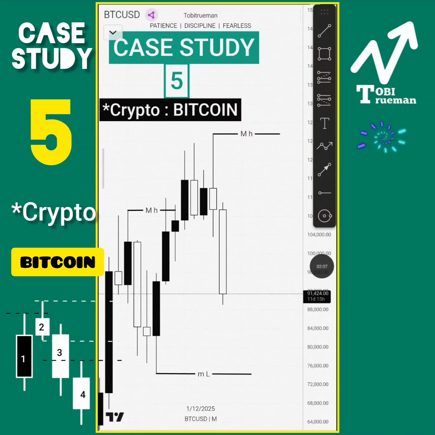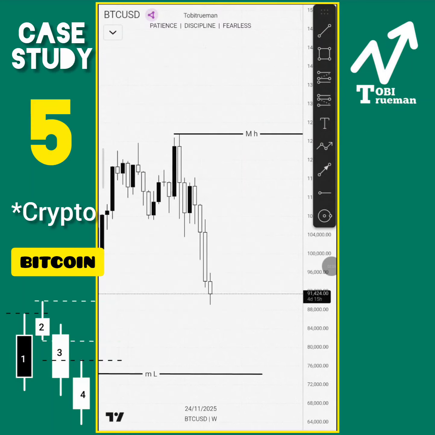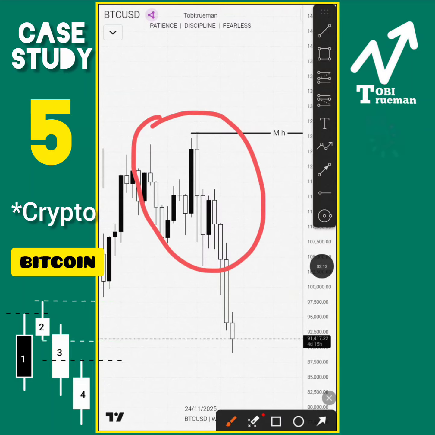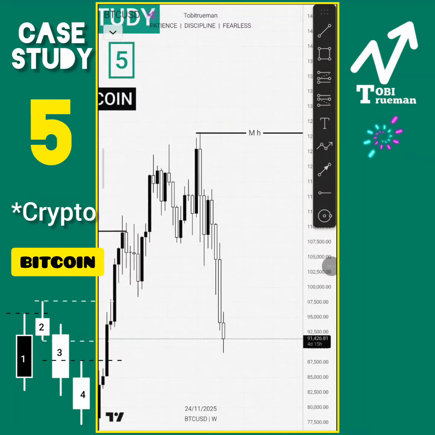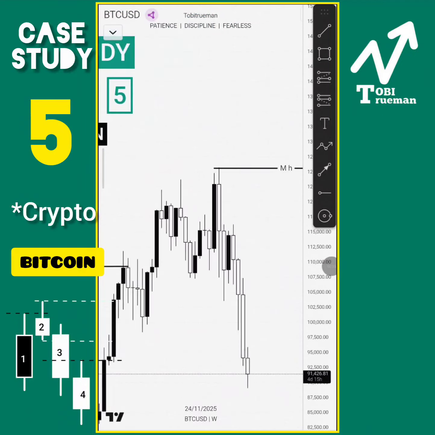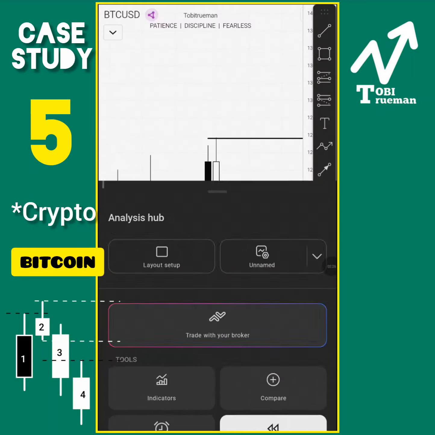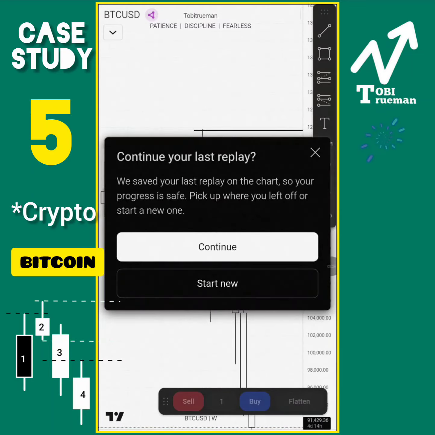We have to go back to the weekly time frame, and the whole of this point is where the price is currently at. Everything that has happened in the past is in the past. All these ones that have already happened, they're in the past. We are talking about where the price is currently at. So what do we do here? Let's play back the chart.